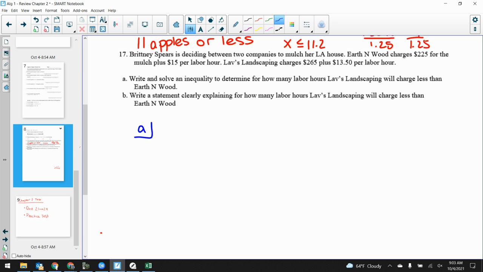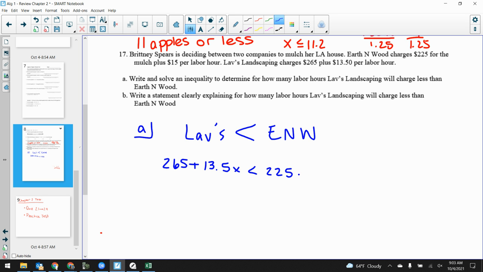So I'm going to write it out. I'm going to figure out when Labs Landscaping is less than Earth and Wood. Now I go back up here. Labs Landscaping is $265 plus $13.50 per hour. Earth and Wood was $225 plus $15 per hour.